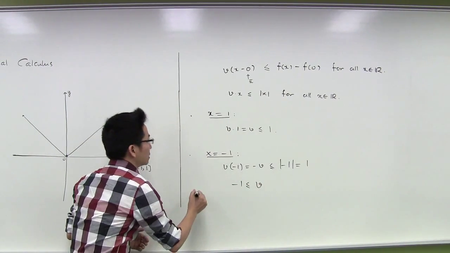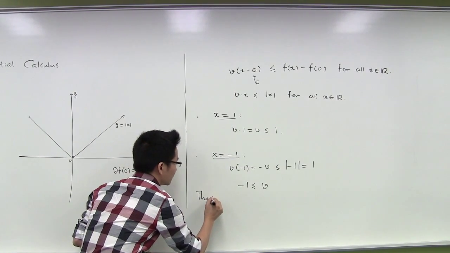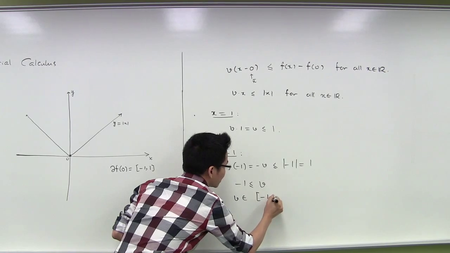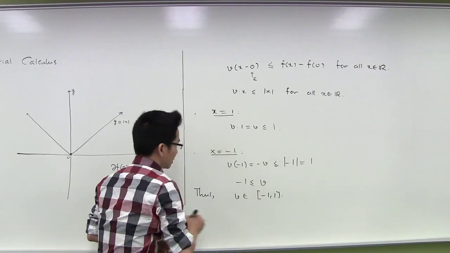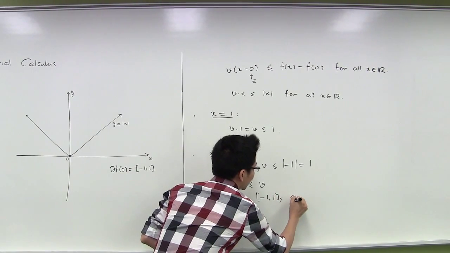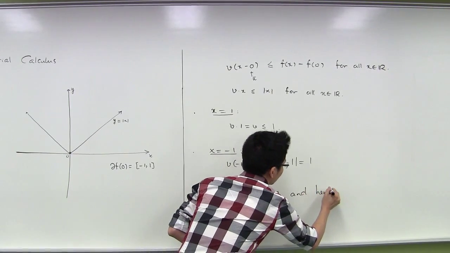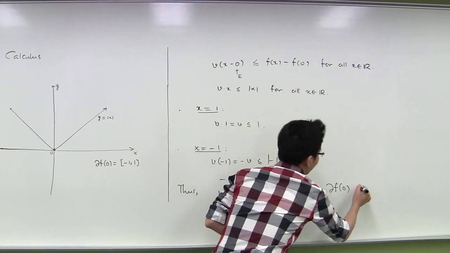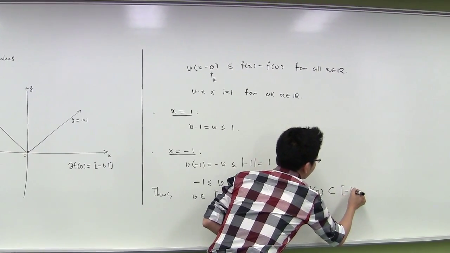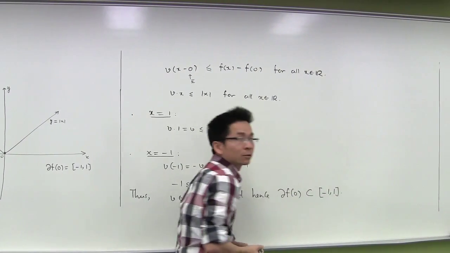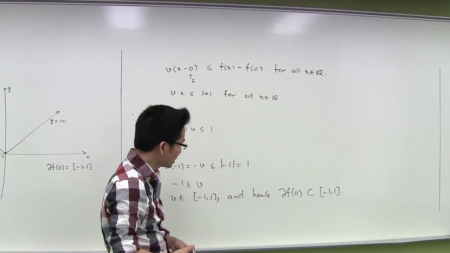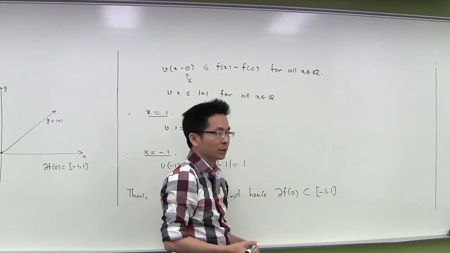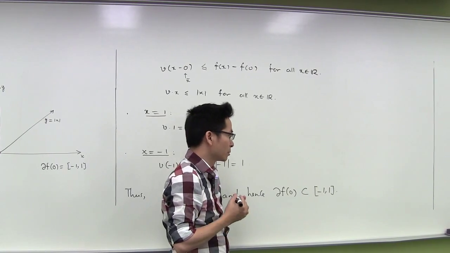Thus, v belongs to the closed interval minus 1, 1, and hence the subdifferential of f at 0 is a subset of the closed interval minus 1, 1. Now, let me continue by showing that the opposite inclusion is also satisfied.